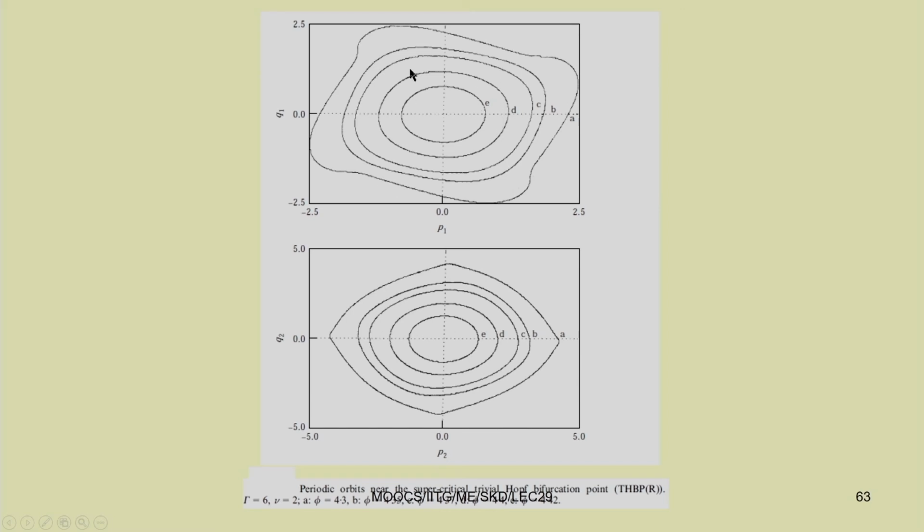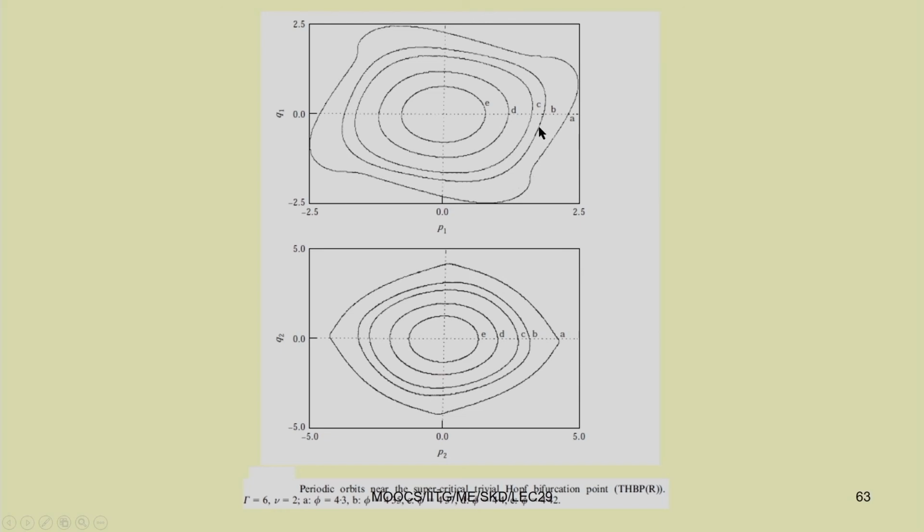You can see these are different periodic responses. Here, A is phi equal to 4.3, B is phi equal to 4.35, then 4.37. So you are increasing phi here. When you increase phi, you can see the periodic orbit reduces. Initially you have a very large orbit which contains harmonics. Due to the presence of harmonics, it is no longer circular in nature, so these bending or irregular shapes are there.